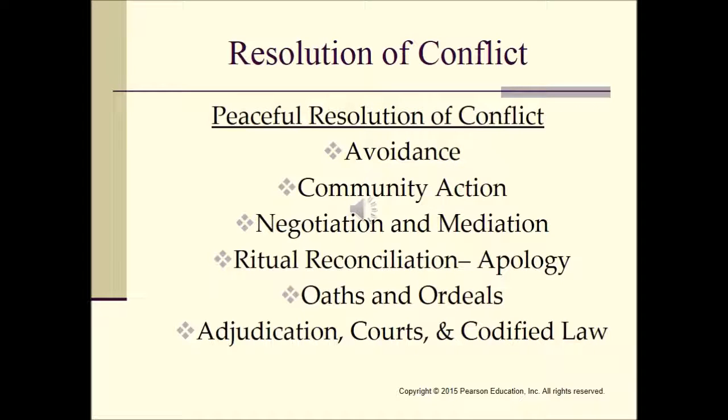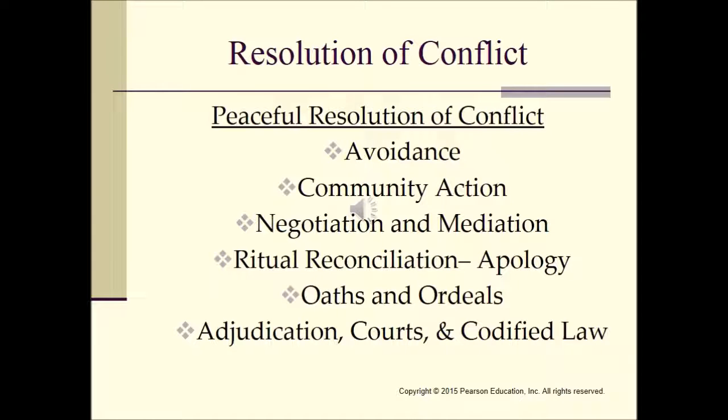And you can probably, just based on your own interactions with your friends and family, think about these as well. So avoidance would just be ignoring the situation, just staying away from each other, that type of thing. Maybe some kind of community action. If it gets to be bad enough, the community will get a hold of the people involved in this conflict and say, hey, we need to resolve this. And then that could also take place through negotiation and mediation, which are terms that we're familiar with.